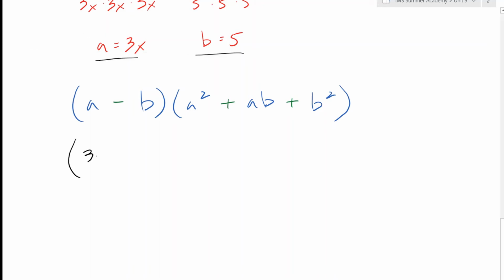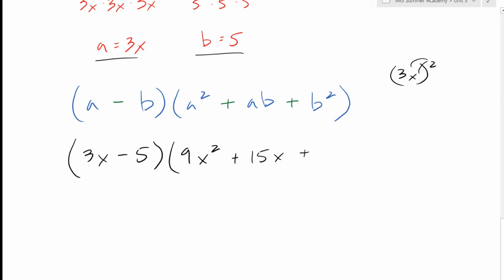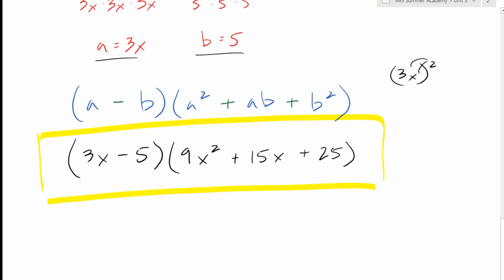A is 3x minus b is 5. A squared, so I need to square this whole thing. So it goes to both. It's going to be a 9x squared plus a times b. So a times b, 3x times 5 is a 15x plus b squared, 5 squared is 25. And there we go. We have our factored answer again. And we're done for now.